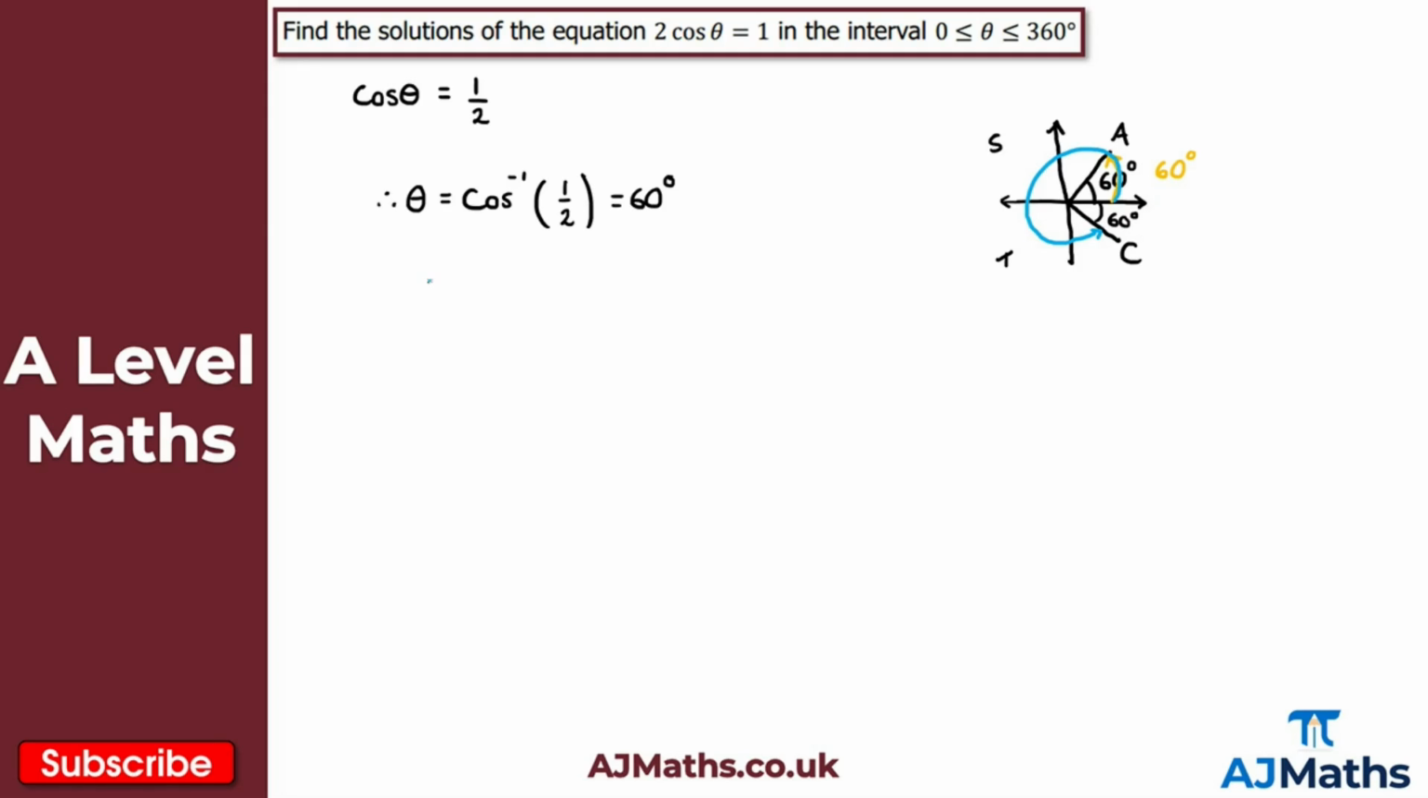So in that case then, it would be 360 minus 60 there, giving me 300 degrees. Okay, and there we have it. So let me just present the solutions here together. Do that in red. So therefore, our final solution here for theta is we get 60 degrees and 300 degrees.